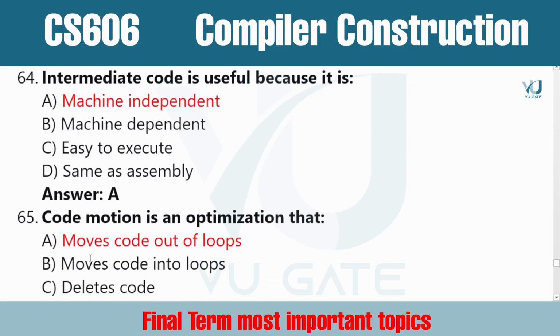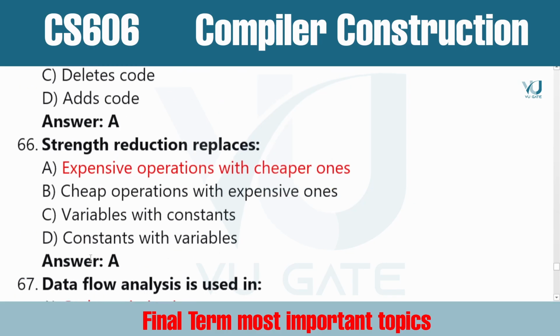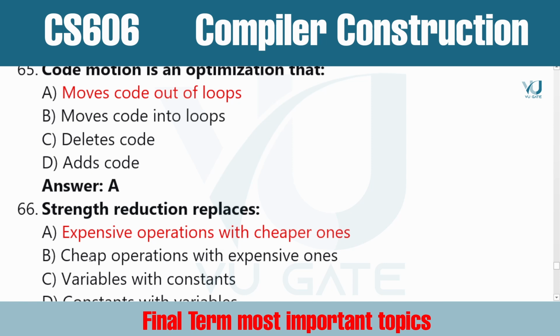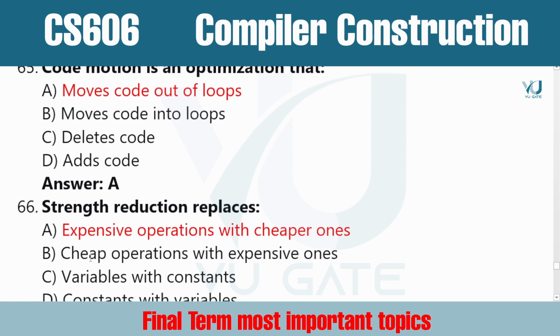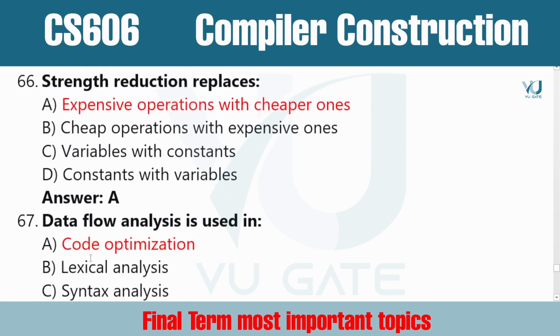Intermediate code is useful because it is. The correct answer is option A, machine independent. Code motion is an optimization that. The correct answer is option A, moves code out of loops. Strength reduction replaces. The correct answer is option A, expensive operations with cheaper ones.